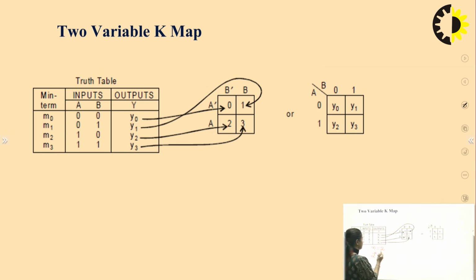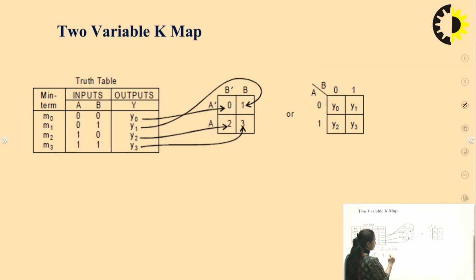So let me use this pen. 2 to the power n will make it 4. That is, using 2 variables, we can have 4 possible combinations. So let the variables be A and B. So what kind of possibilities do I have?